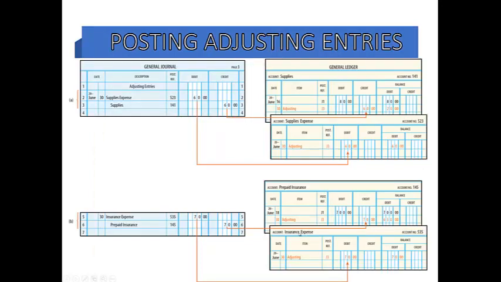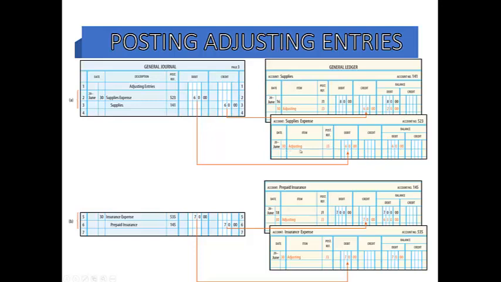Now, anything we put in the journal, remember, has to be posted. So the adjusting entries from the journal need to be posted over to the general ledger. And once we post these, we're going to bring our account balances up to date. So let's go through that posting process. First, we have supplies expense debited for 60. So we'll go to the supplies expense account, debit for 60, and take the balance over as 60.